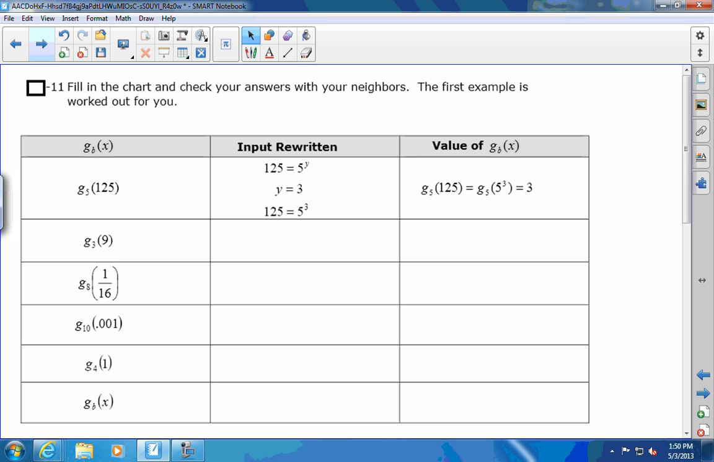Okay, so let's go through this table. We start off with G. Oh, I forgot to undo my smiley face. Just the regular old pen.